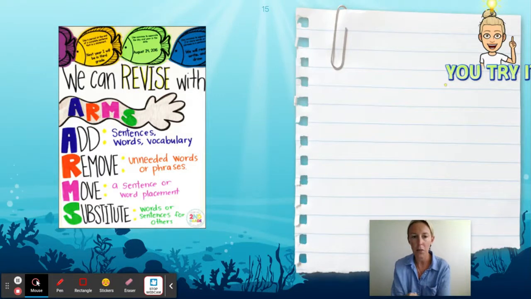Boys and girls, now you're going to try it. You're going to use ARMS, A-R-M and S, to revise your essays. For today, I would just like you to try to do 2 of these in 2 of your paragraphs. So please choose 2 letters and 2 paragraphs, and that's what you will be working on today.